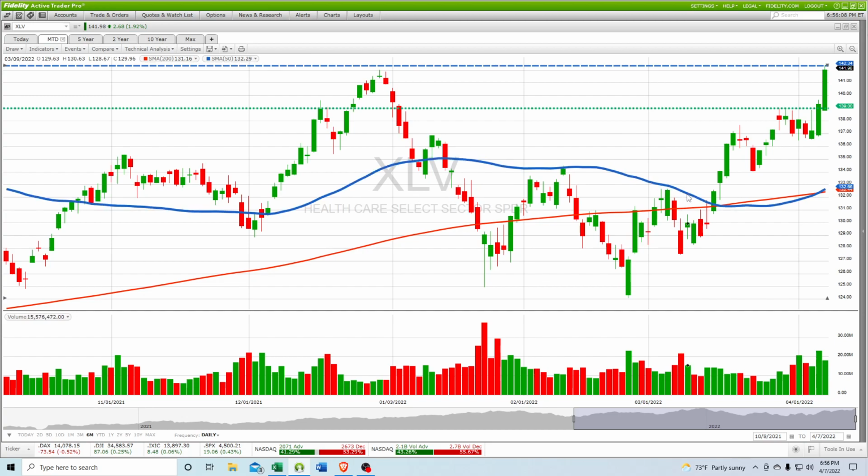Now, what do I mean about the black cross? Well, this blue line is the 50-day moving average. And technically, when it crossed under the red line, which is a rising 200-day moving average, that was technical damage. And that technical damage was created by this little consolidation here where it wound up sideways.